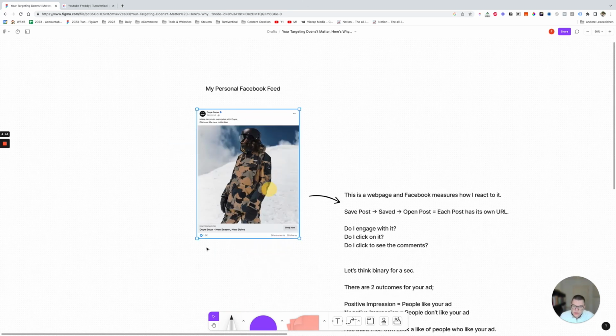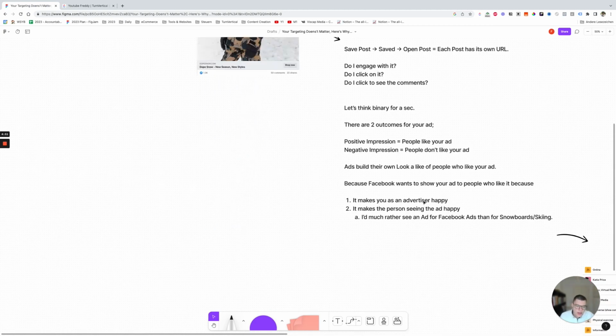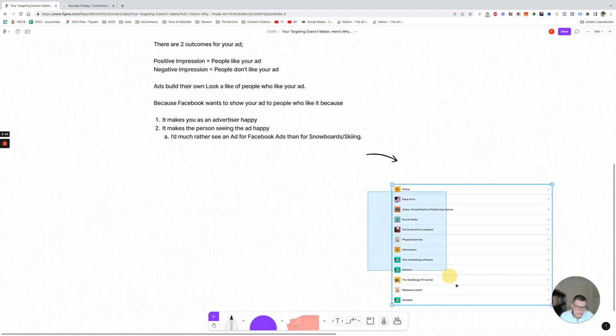Here's why. Facebook showed me this ad, and I'm not interested in it. That's first things first: this is why your targeting does not matter. Also, Facebook has half of the interests wrong, and I'm not even interested in any of these.